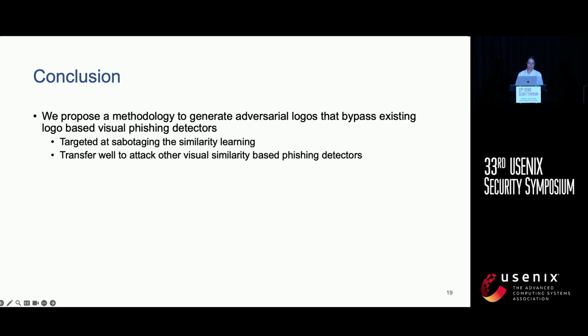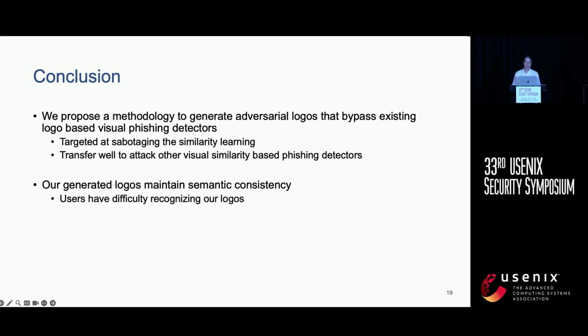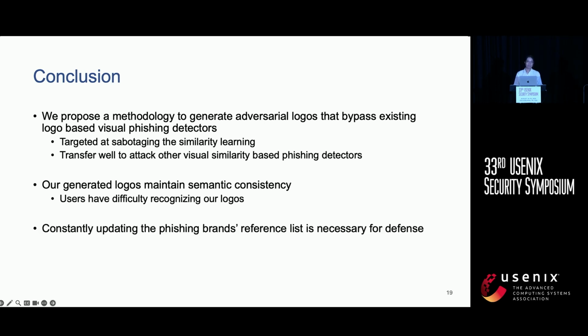To conclude our paper, we propose a methodology. We generate adversarial logos that bypass logo-based visual phishing detectors. Our method targets sabotaging the similarity learning models they use and can transfer well to other visual similarity-based phishing detectors. Our generated logos maintain semantic-level consistency. This is supported by our user study. In terms of defense, we think that consistently updating the reference list might be necessary for the defense.